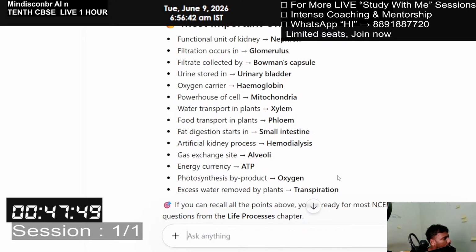Fat digestion starts in small intestine. Artificial kidney process, hemodialysis. Gas exchange site, alveoli. Energy currency, ATP. Photosynthesis byproduct, oxygen. Excess water removed by plants, transpiration.